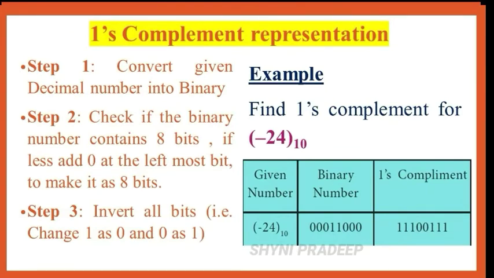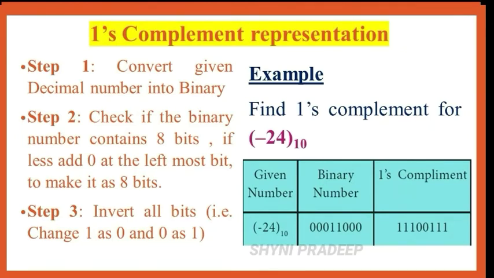Here you have to follow some steps. Step 1 is to convert the given decimal number into binary. And in step 2, check if the binary number contains 8 bits. If less, add 0 at the leftmost bit to make it 8 bits. So you have to check whether the binary number is 8 bits or not. If it has fewer than 8 bits, you have to add 0 at the leftmost bit. Okay. And in the third step, invert all bits, which means you have to change all the 1's to 0's and 0's to 1's.